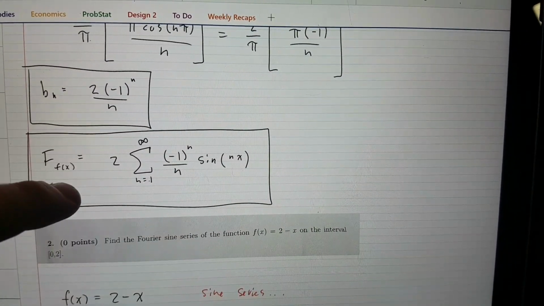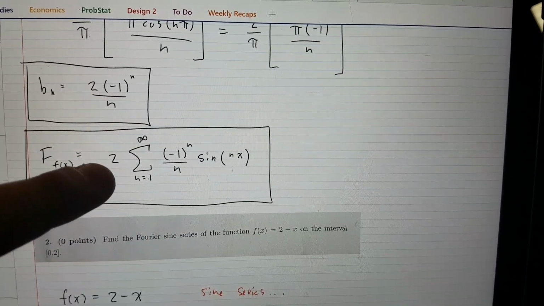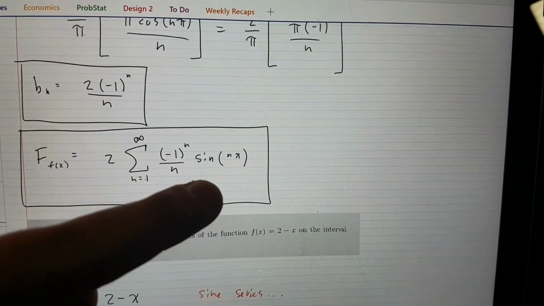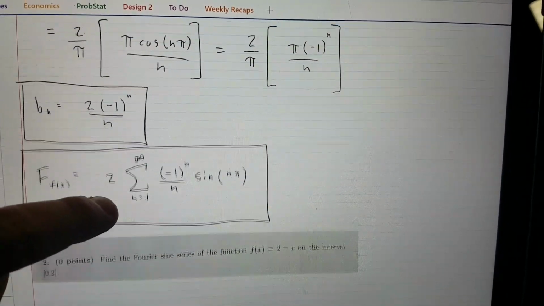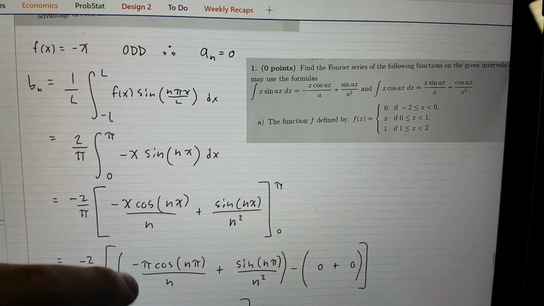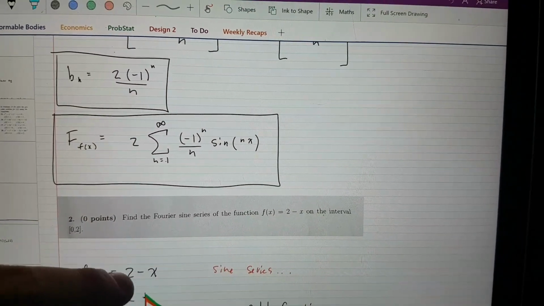So the Fourier series for this one is just going to be 2, because I can take that out. And then that's bn times sine of n pi x over L, but L in this case was pi. So those pi's will cancel. So that's the Fourier series for that one.